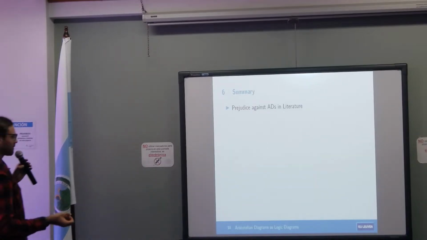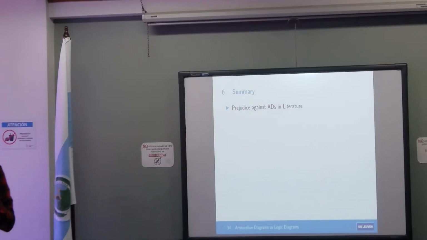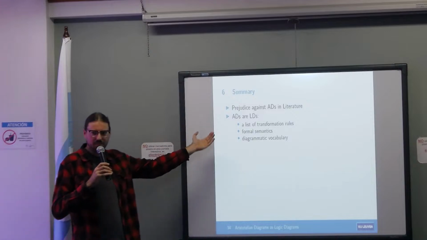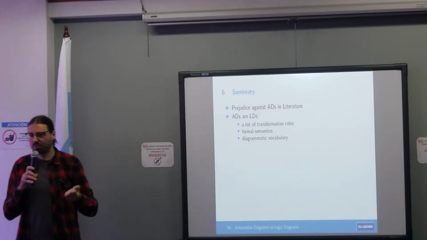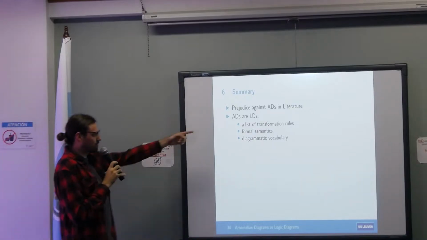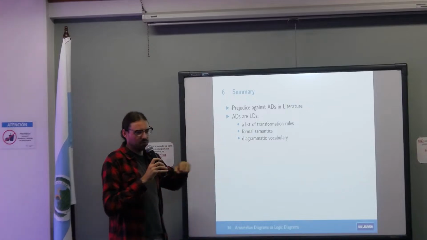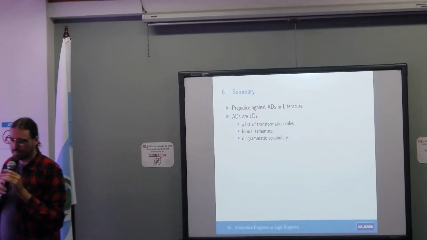Well, I've shown that there is some kind of prejudice against Aristotelian diagrams in the literature on logic diagrams. They just saw Aristotelian diagrams as illustrative, as not real, true analytic logical diagrams. And I have argued that Aristotelian diagrams actually are logic diagrams. How have I argued that? Well, I've set up this logical system that satisfies all of the requirements that people in this literature have for logic diagrams, right? We have a list of transformation rules that falls in the instrumentalization. We have a formal semantics, and we have a diagrammatic vocabulary.